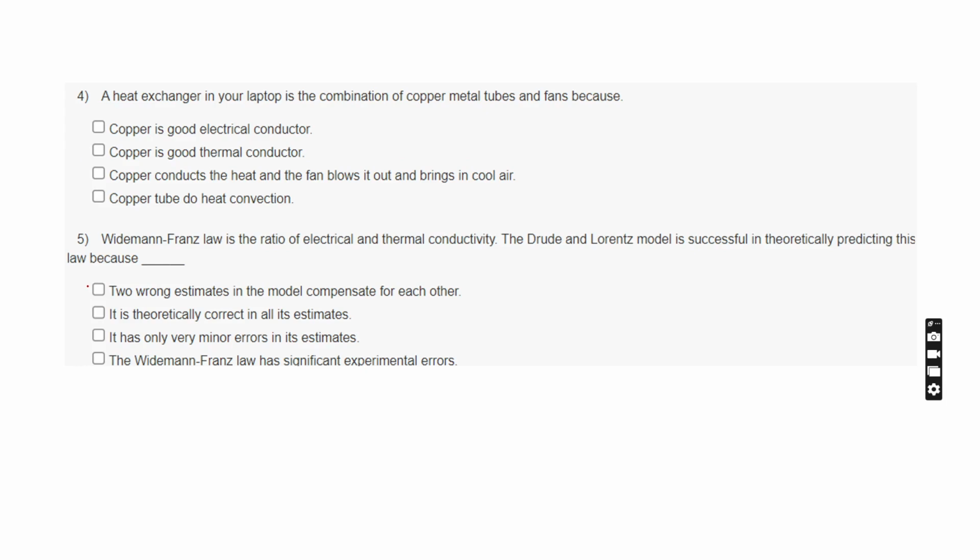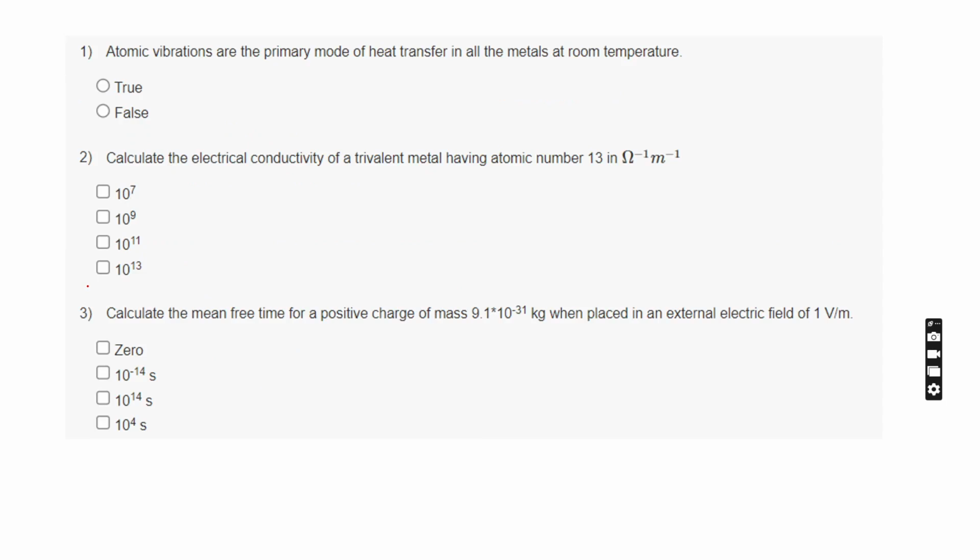So see the next question. Atomic vibrations are the primary mode of heat transfer in all metals at room temperature. For a metal, atomic vibration is not the primary mode of transfer. It is the free electrons. So the answer is false.